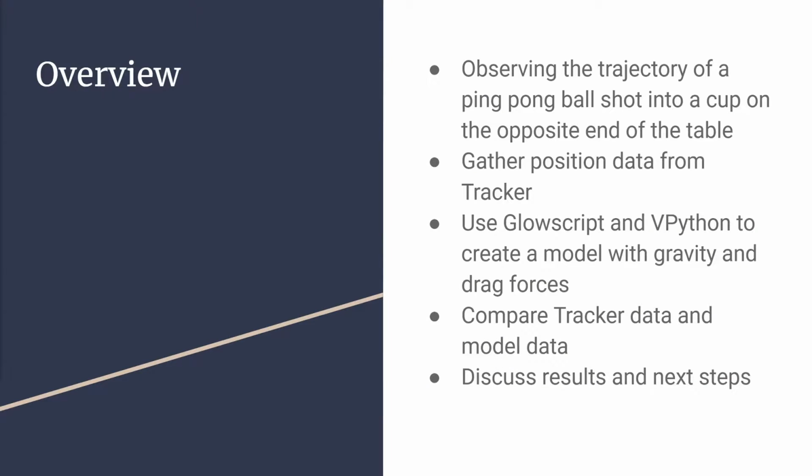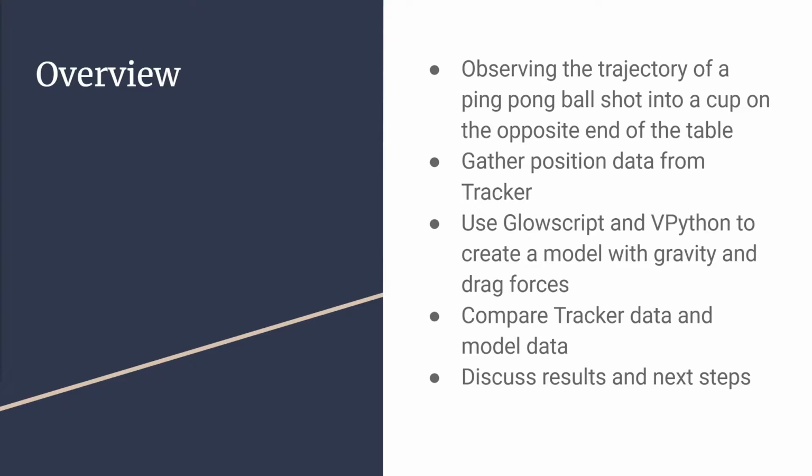In this lab, we had the opportunity to choose our own adventure and analyze a video with Tracker and create a relevant computer model with GlowScript and VPython. For my lab, I will be observing the trajectory of a ping pong ball when thrown at a cup from across the table. First, I will use a video of me shooting the ball towards the cup and gather positional data for the Tracker analysis.